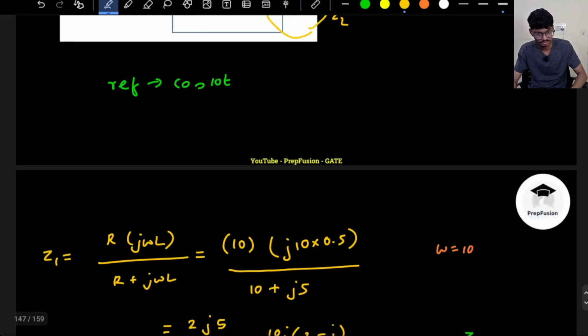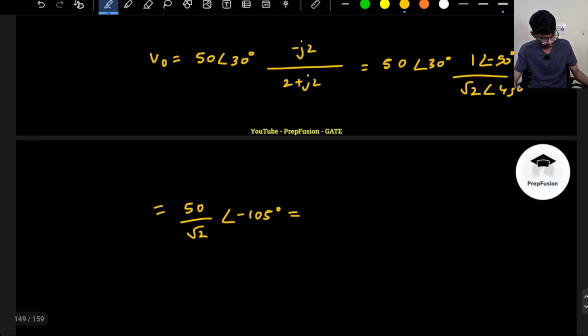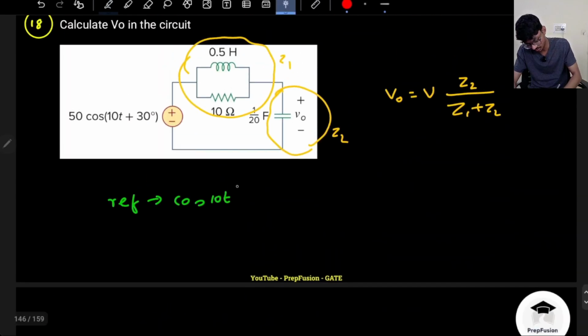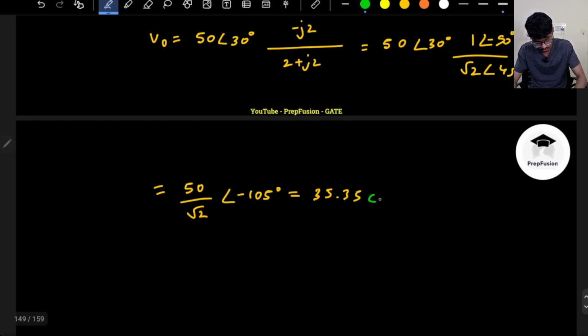Okay, so what have they asked? They have directly asked us to calculate the VO value. So 50 by root 2, what is 50 by root 2? It is 35.35. And what was my reference? Remember, the reference was cos 10t. So it is minus 105 with respect to cos. So cos 10t minus 105 degrees. This will be the answer for the voltage VO.